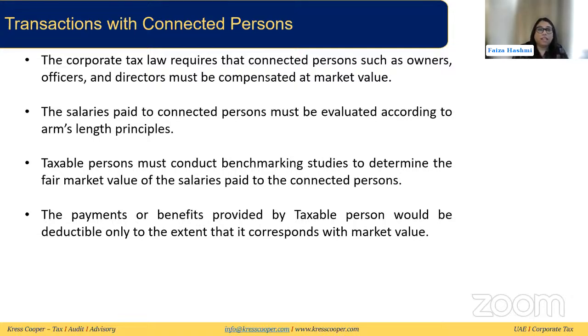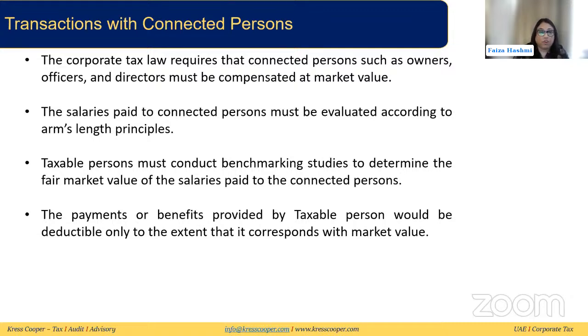So any salaries that are paid to a connected person also have to be evaluated according to the arm's length principle. So how do you do that? There are no slabs or rates given under the law, so we need to go for benchmarking studies. These are done by experts who take the size of your company. They use different benchmarking tools that are available in the market.